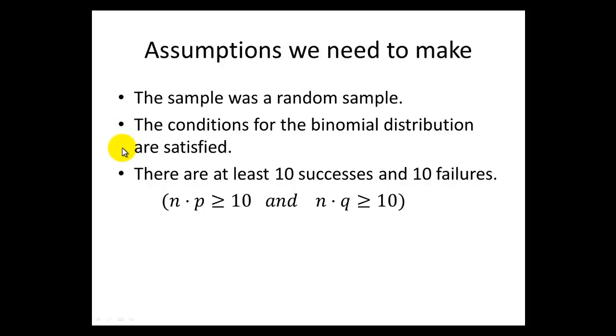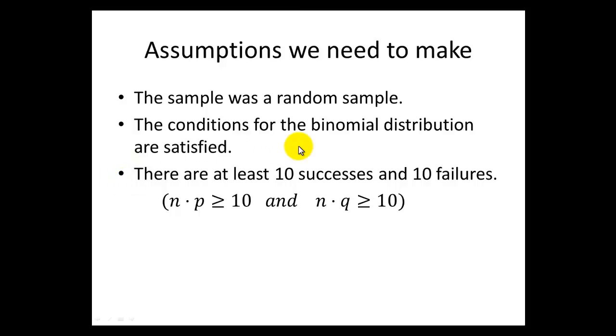We want to make sure the trials are independent. In other words, each person's vote is independent of the next. I think that's easy to assume. And lastly, that the probability of a success remains constant from voter to voter. And I think we can assume that as well.